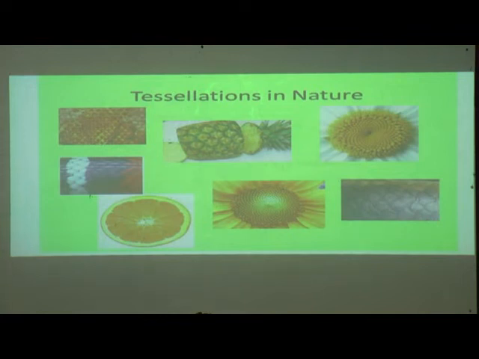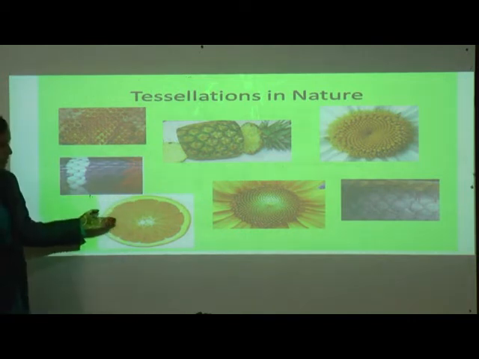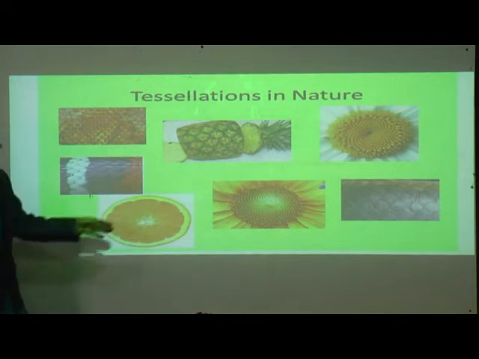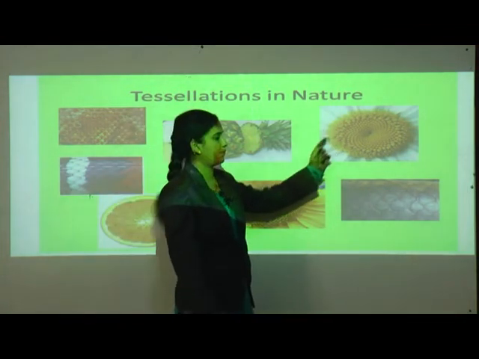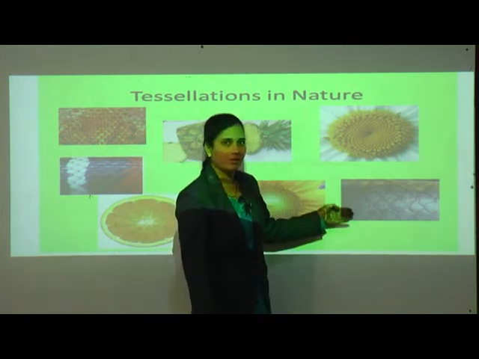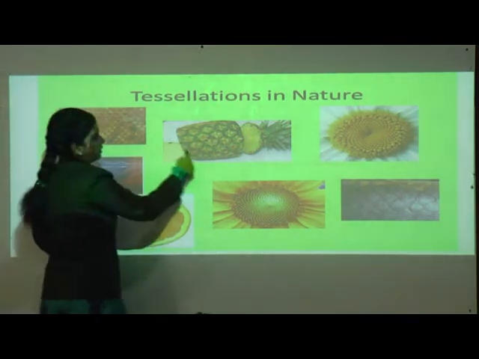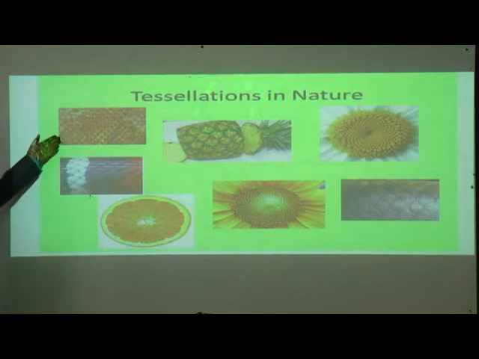Okay, now tessellations in nature. See students, in nature there is also tessellation and these are the examples. See, here is a fruit. You can observe the pattern. There is no gap. Okay, here sunflower. See the tessellation. You can see here also. Here is a snake. On that body also there is a tessellation. See pineapple. See the pattern. Okay. And this is a honeycomb. Yeah, you can observe it. Isn't it?